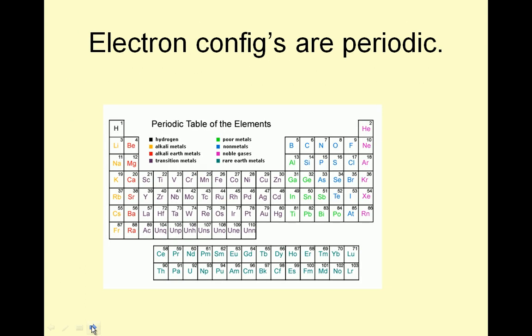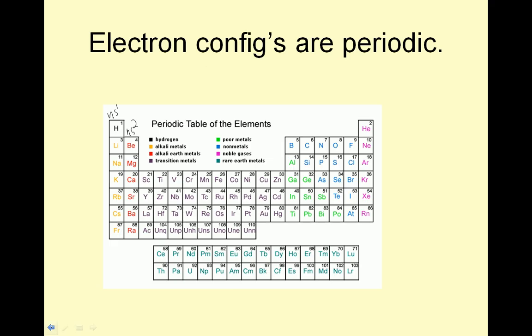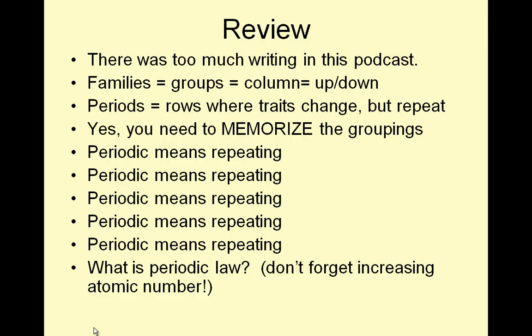Electron configurations are periodic. Remember how we talked about this being ns1, ns2, et cetera. Review, there was way too much writing for me to go this quickly. Families equals group equals column, up and down. Periods are rows where the traits change but repeat. I think I forgot to say what those were. This, for example, would be period 3. Period 3 is my awesome class. You're not in it, are you? And yes, you need to memorize the groupings.